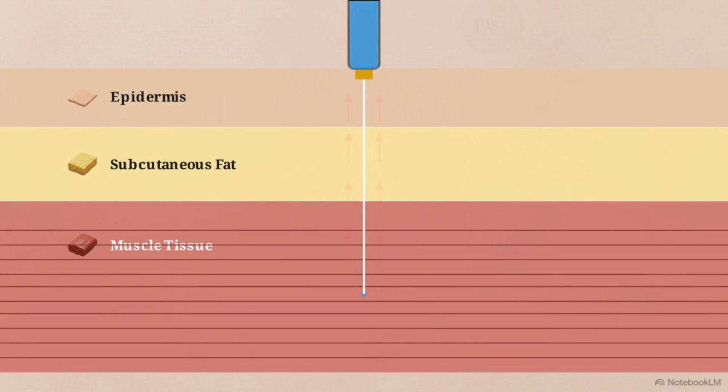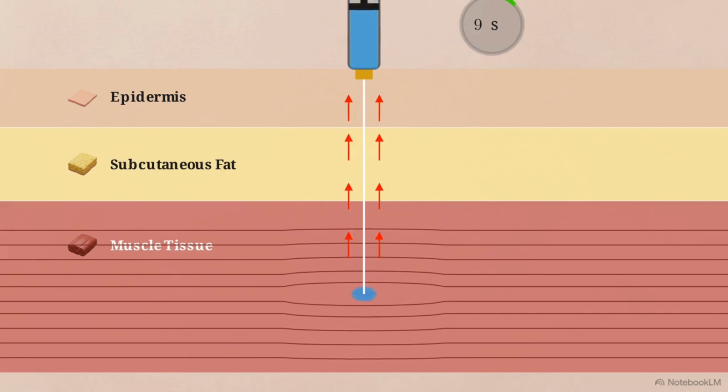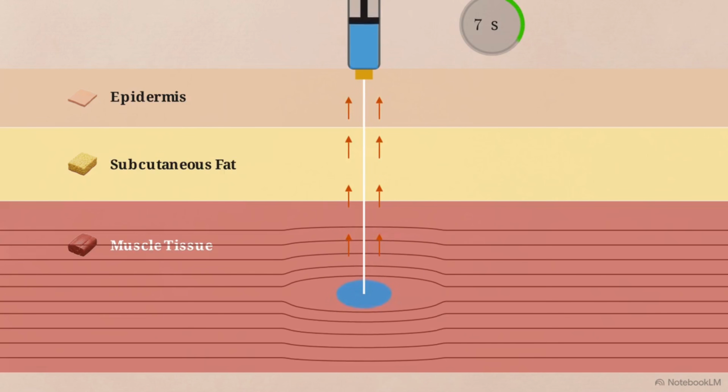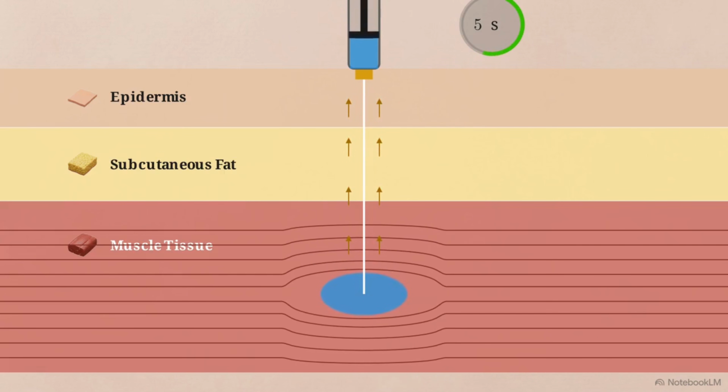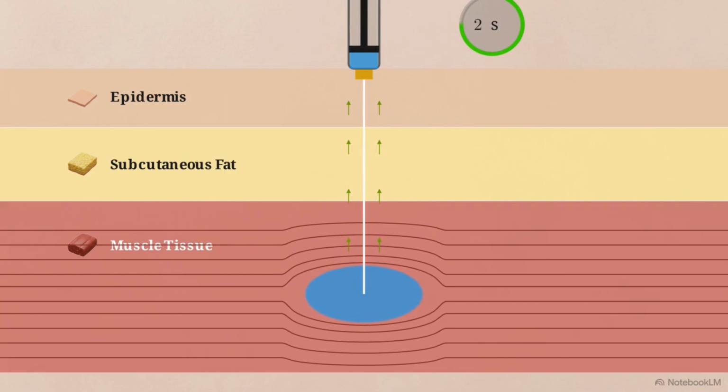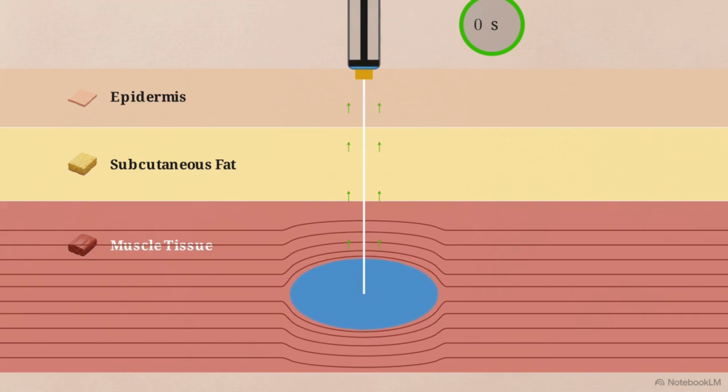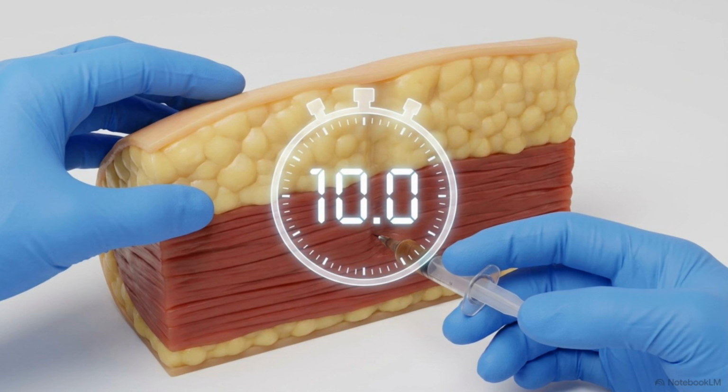Deliver the medication slowly, following a pace of 10 seconds for every 1 milliliter of fluid. A slow rate allows the dense muscle fibers to stretch and accommodate the volume, reducing the back pressure that causes drug tracking. Once the medication is delivered, hold the needle completely still for 10 seconds before withdrawing it.